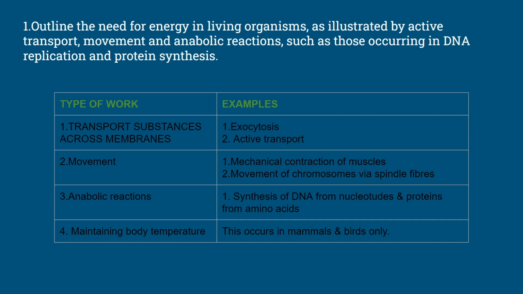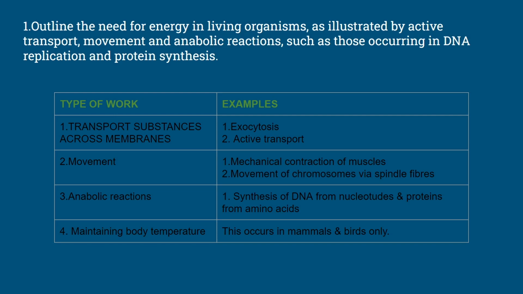So the first one is most common, right? And important. You have to write it during the exam. So transport of substances across membrane. Their examples are exocytosis and active transport. Alright. So exocytosis, you have learned it in detail during your O level. Okay.